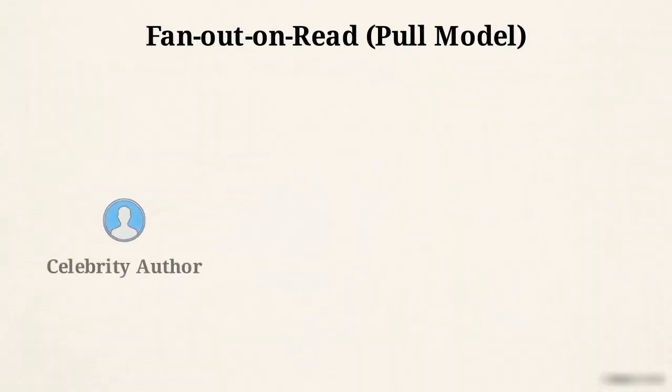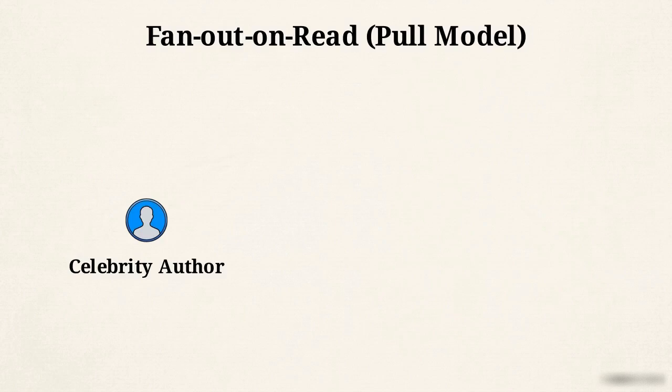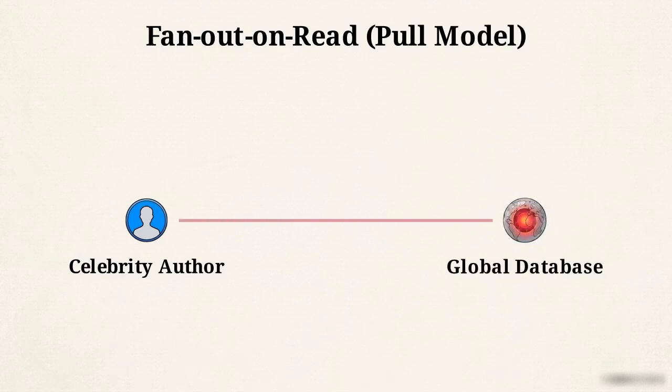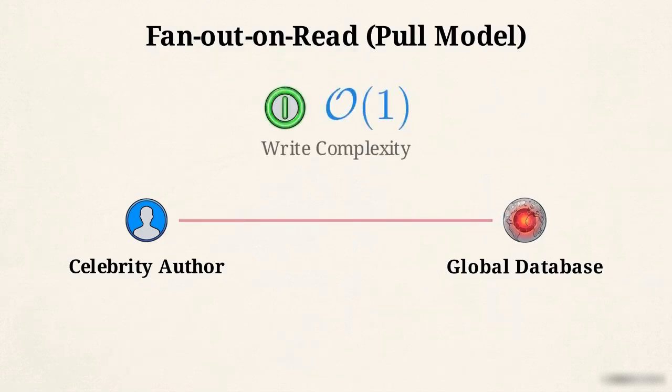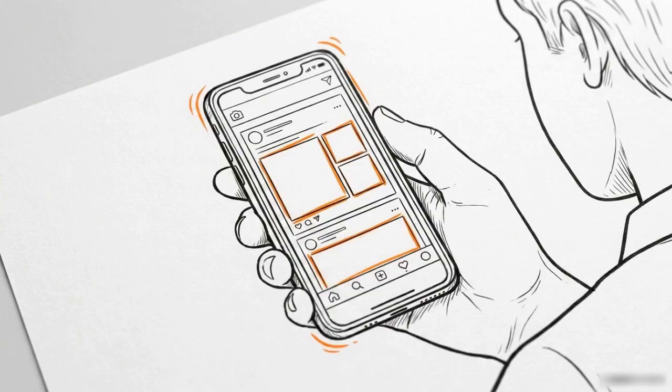To eliminate write amplification, we can propose the inverse architectural solution: fan-out on read, or the pull model. The write advantage here is quantifiable. A celebrity post is written exactly once to a global database, achieving order-of-1 write complexity. The write tier is protected.